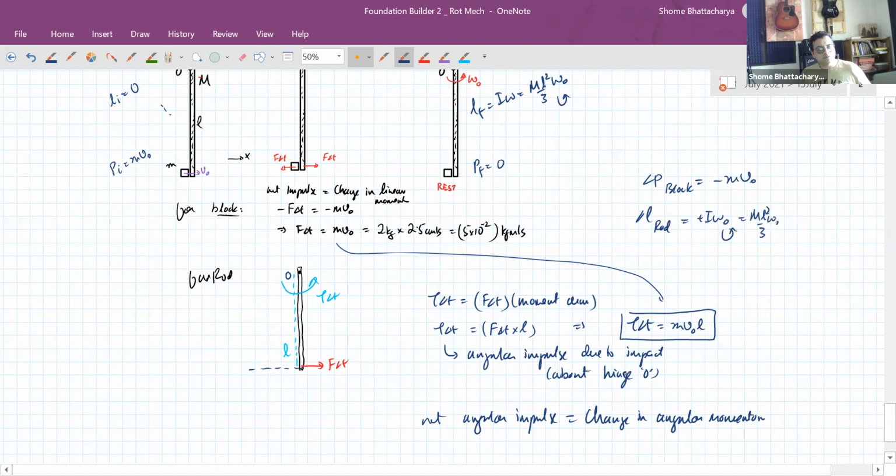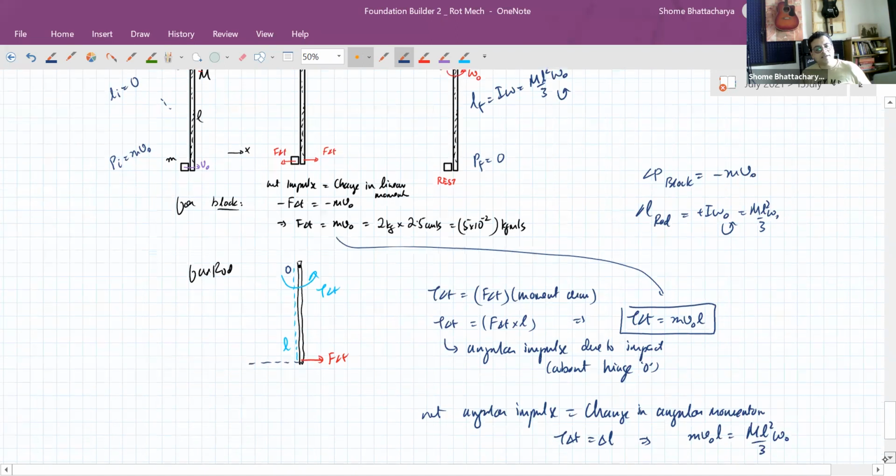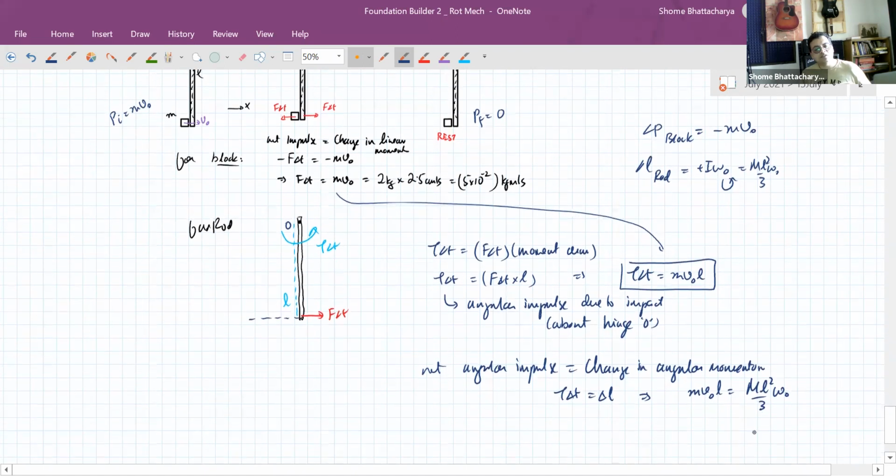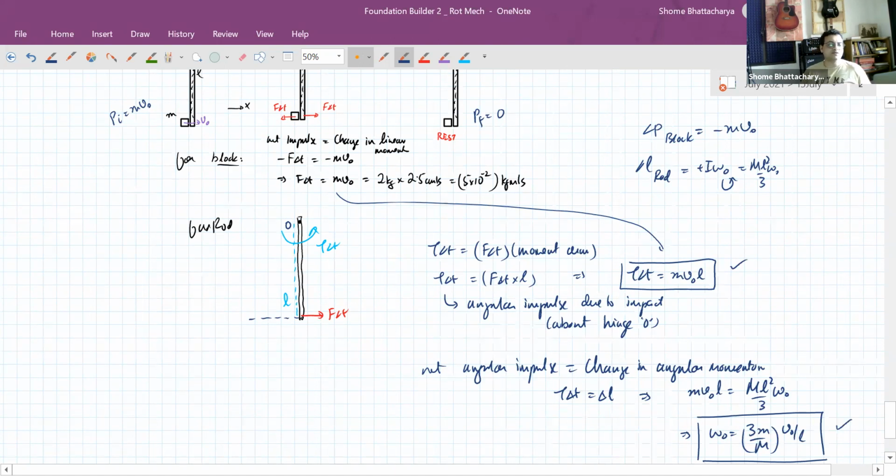Okay. So now this tau delta t should be equal to delta L. So small m v naught L is capital ML square by 3 omega naught. So the angular speed of the rod just after impact will become 3 times small m by capital M into v naught by L, and then we can just substitute the values. So this is the answer to the second part. The angular impulse due to the collision on the rod is this much, and as a result of the angular impulse, the angular velocity of the rod immediately after impact is this much. Whereas for the first part, the linear impulse on the block due to the collision is this much. So these are the 3 parts solved.